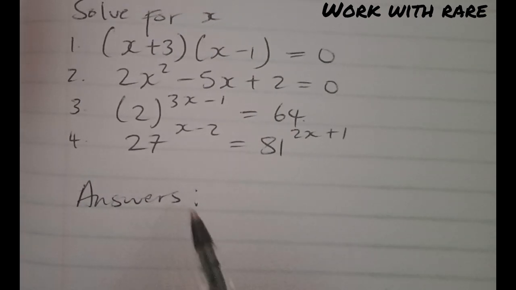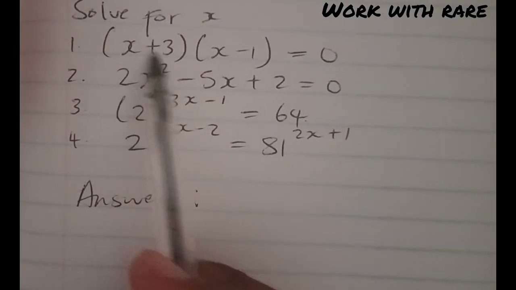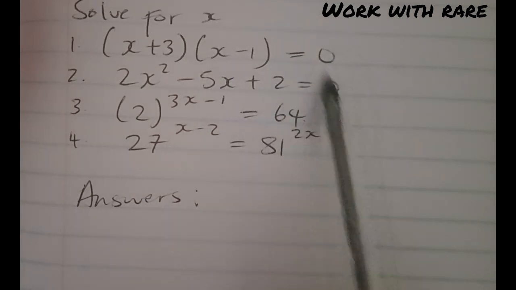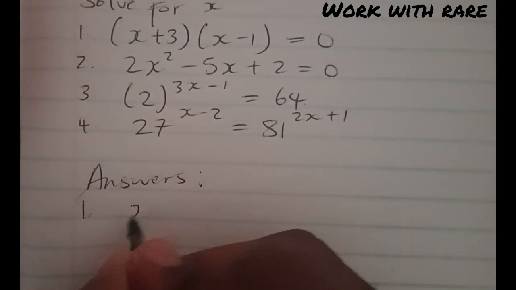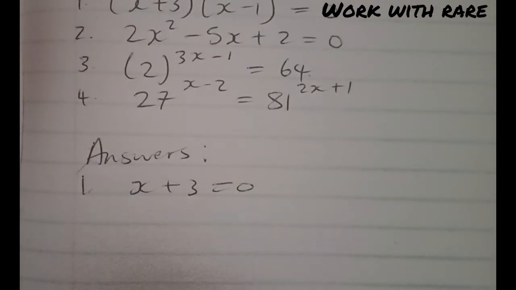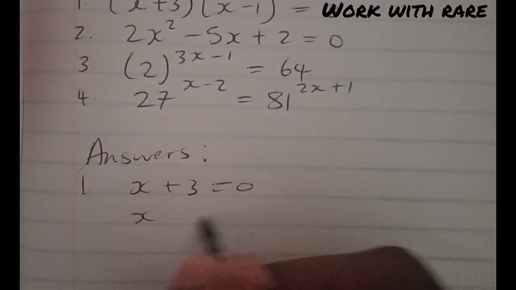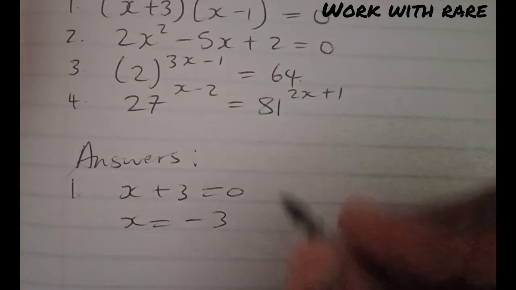So the first one, once we are given these two brackets, we'll equate the first bracket to 0, the second bracket to 0. So this is very easy. So we'll say x plus 3 is equal to 0. Then since we are solving for x, we'll take 3 to the opposite side, then it will be 0 minus 3, which will be negative 3.